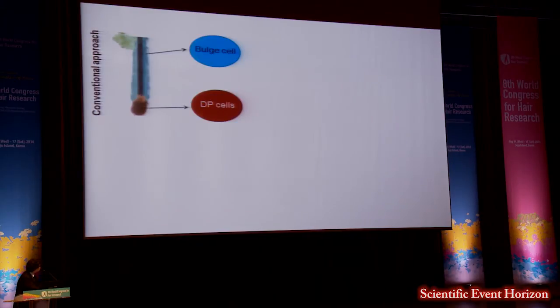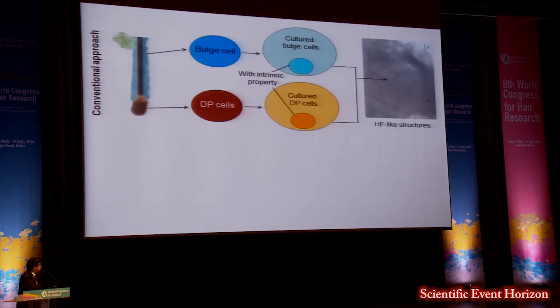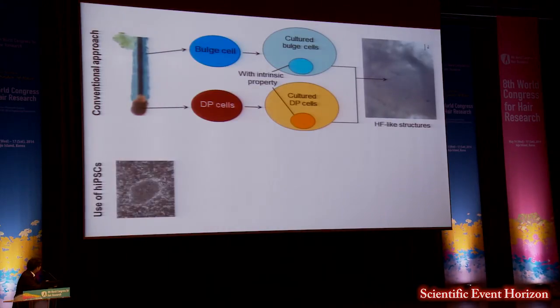In the conventional approach that we have been using, we isolate both the epithelial stem cells and the inductive mesenchyme and expand those cells to a certain extent. But meanwhile, the number of cells with intrinsic property decreases, and we use those small numbers of cells, possibly with impaired intrinsic property, to regenerate incomplete hair follicle structures. These are the results in my laboratory, but in the case of iPS cells, this can be possible.